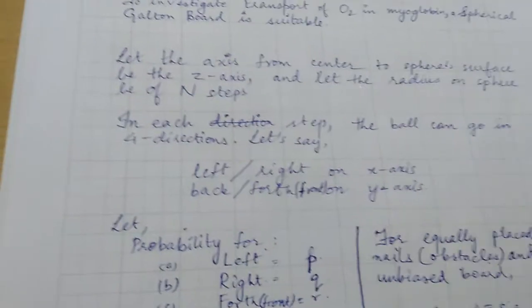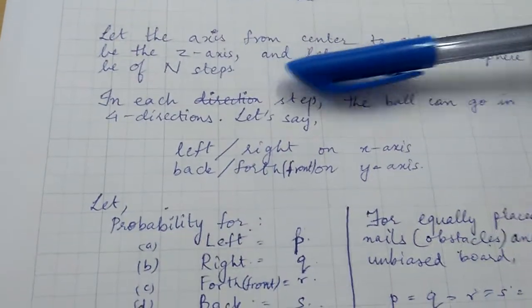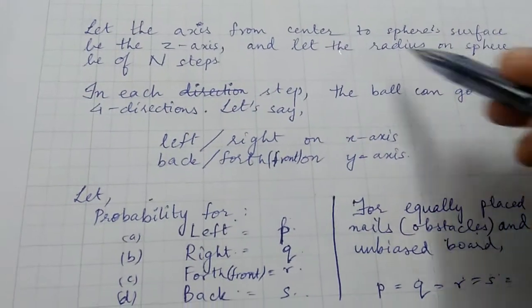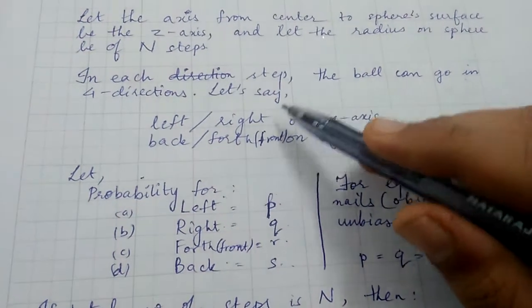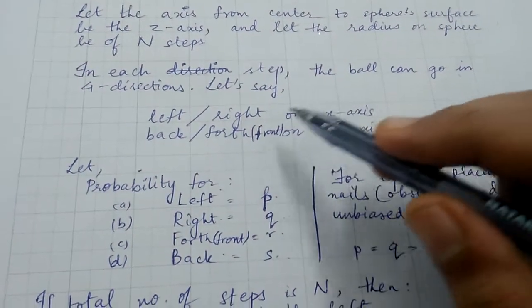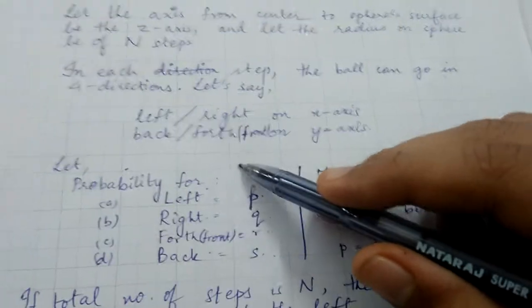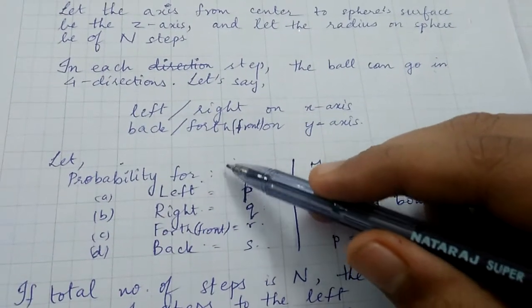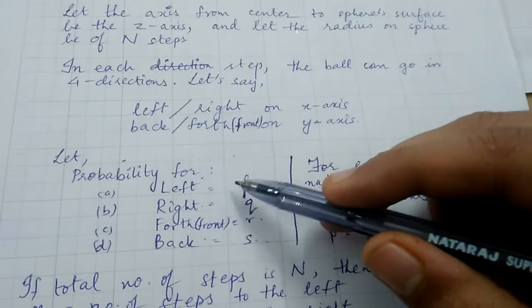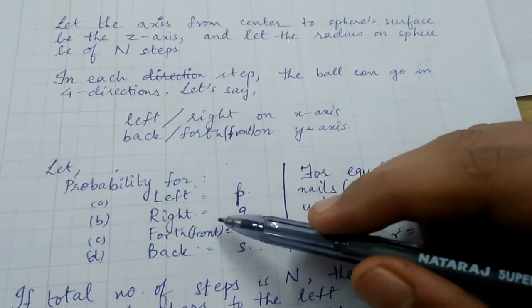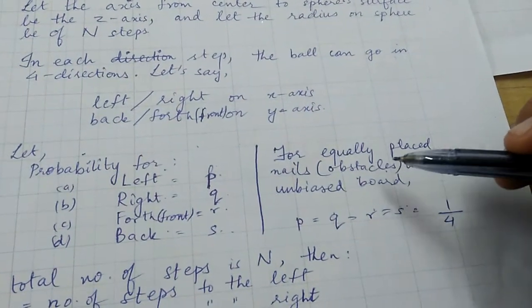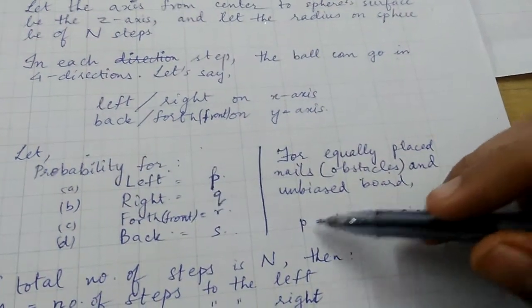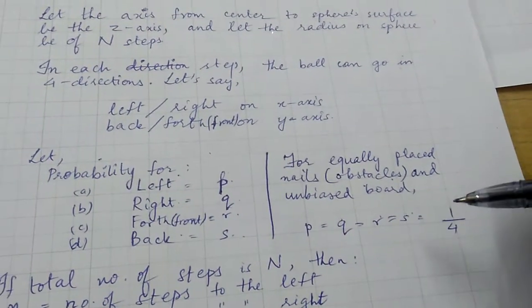Now, let the axis from the center to the sphere surface be the z-axis, and let this radius on the sphere be of n steps. In each step, the ball can go in 4 directions. Let's say left and right on the x-axis and back and front on the y-axis. Let the probability for the ball moving left be p, moving right be q, moving front be r, and moving back be s. For equally placed nails or lanes or obstacles and an unbiased board, p, q, r, s are going to be equal to 1 by 4.